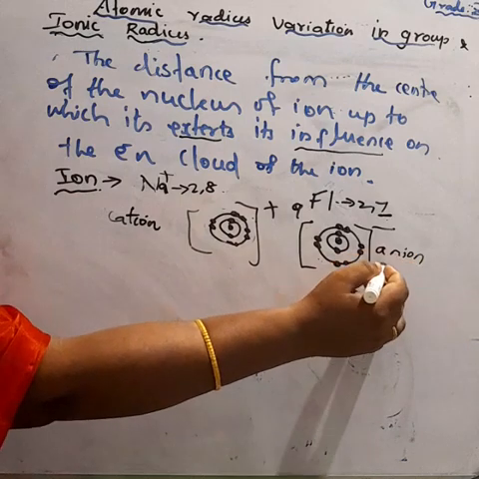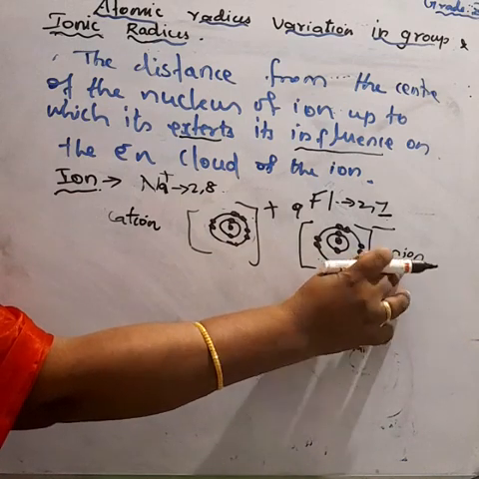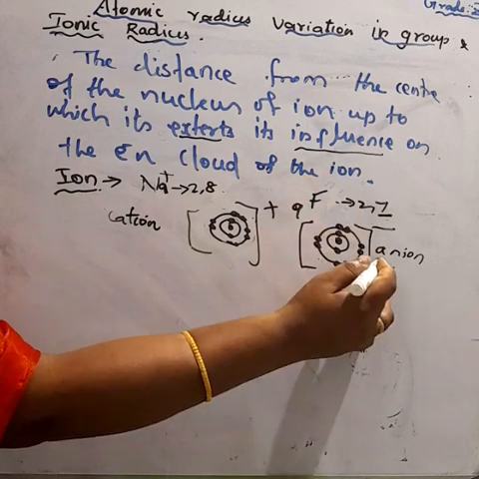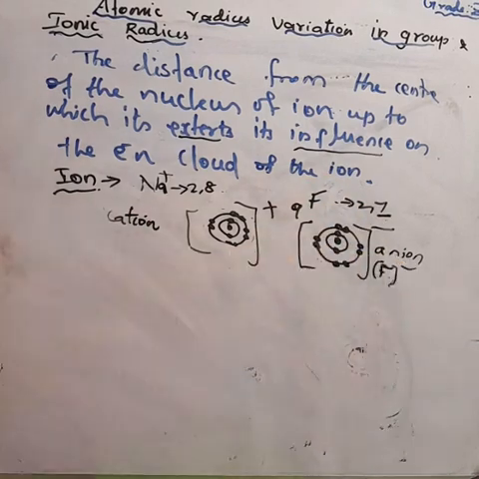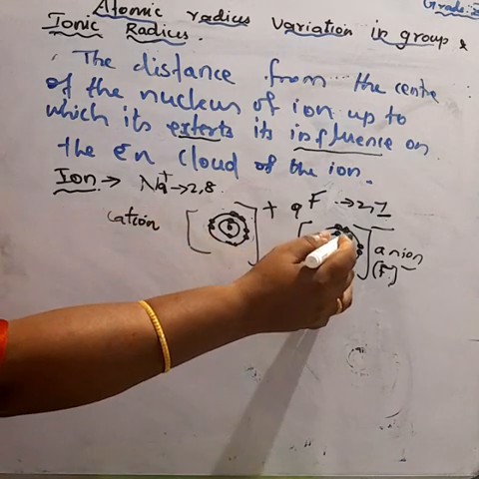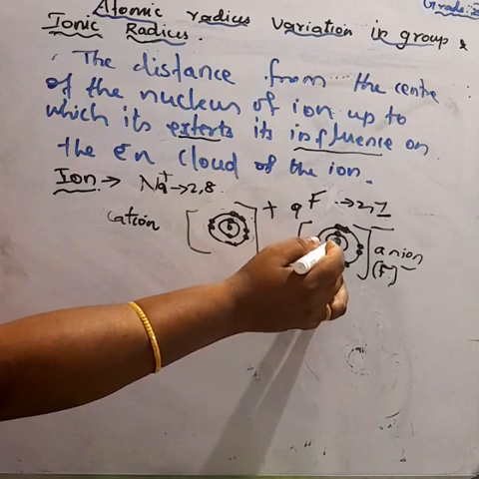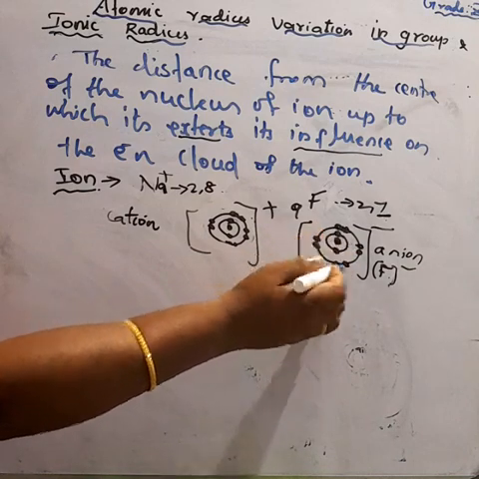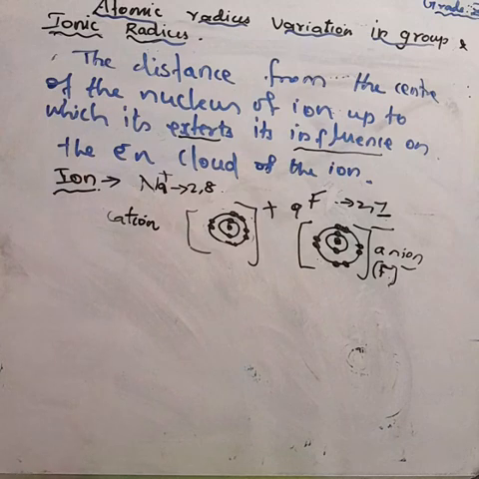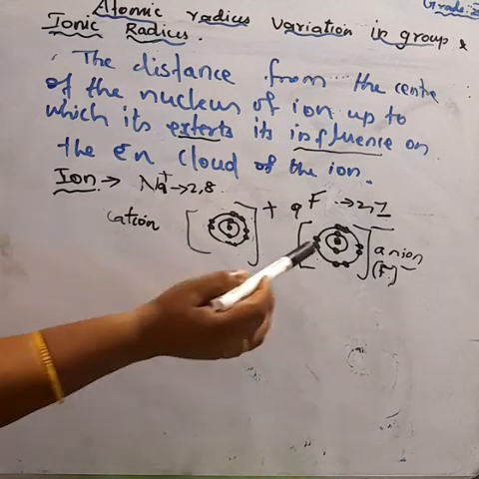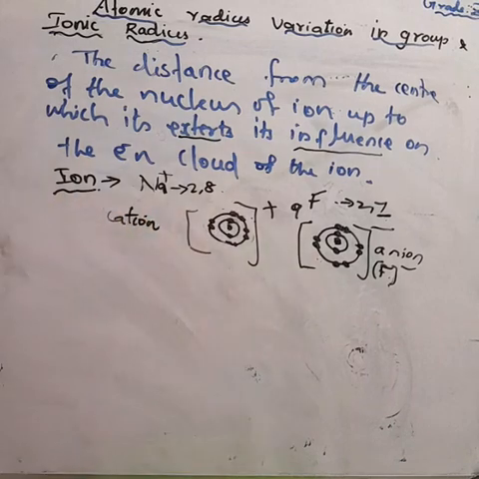Fluoride ion. Understood? So what do you mean by ionic radius? Ionic radius is defined as the distance from the center of the nucleus of the ion up to which it exerts its influence on the electron cloud of the ion. Wherever the electron cloud extends, that distance from the center of the nucleus to the outer shell electrons is called the ionic radius.